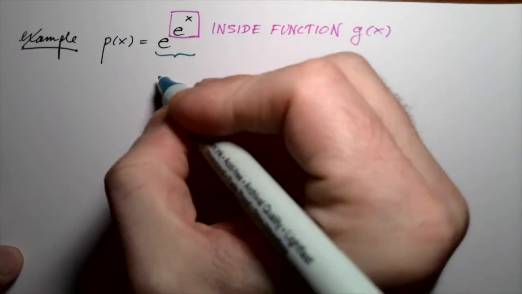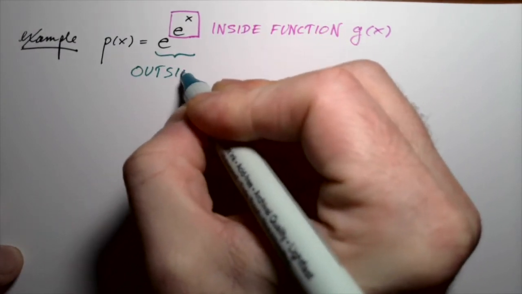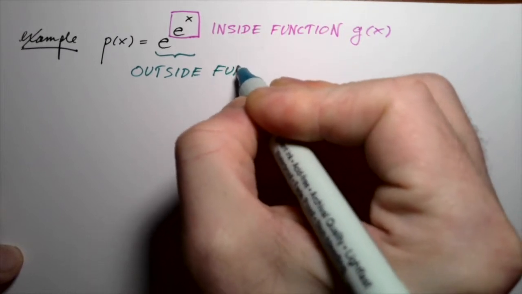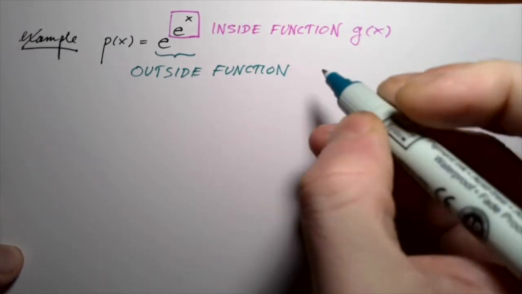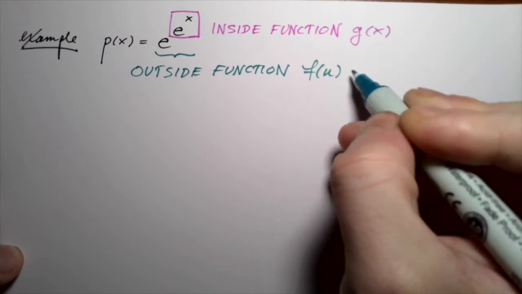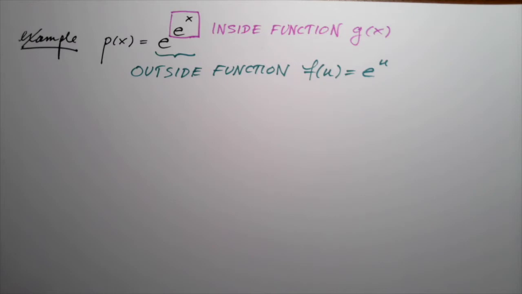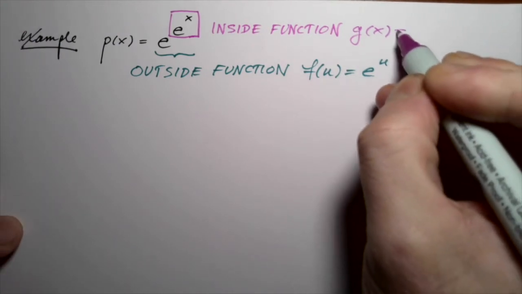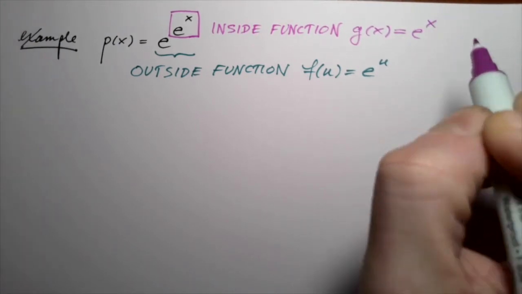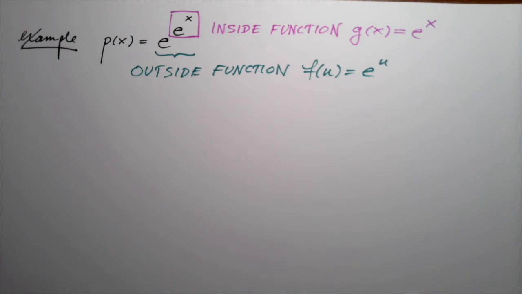What are we doing to that inside function? We're raising e to that power. So that's the outside function. We'll use f as the name for that function. If the input variable is u, corresponding to the inside function, then that'll be f of u equals e to the u. So the inside function is e to the x, the outside function is e to the u. They look like the same function. I mean, they are, but it's important to keep track of the difference in those variables. Okay, well, let's apply the chain rule.